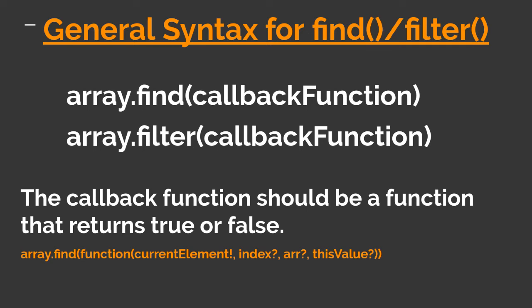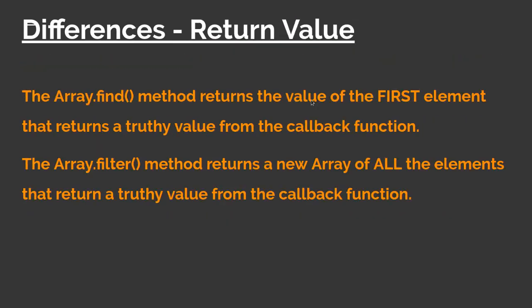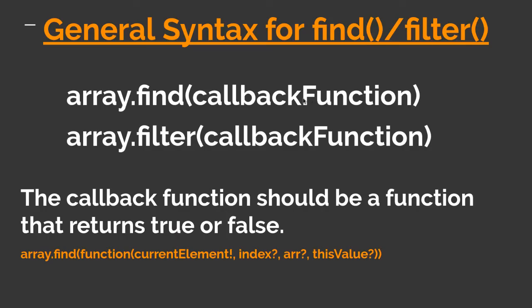So find and filter are both methods. In other words, they're both functions attached to the array object. And we can call them on any array thanks to inheritance in JavaScript, which we'll talk about a lot later. But essentially they only take one argument each time. And that argument is a callback function itself. So array find and array filter both take functions as their arguments.